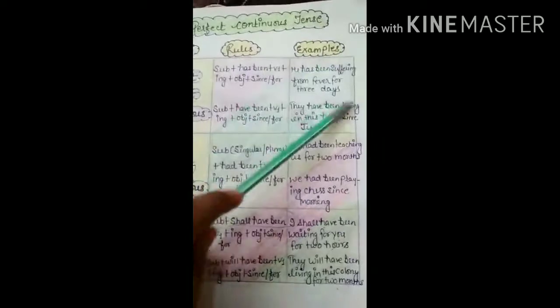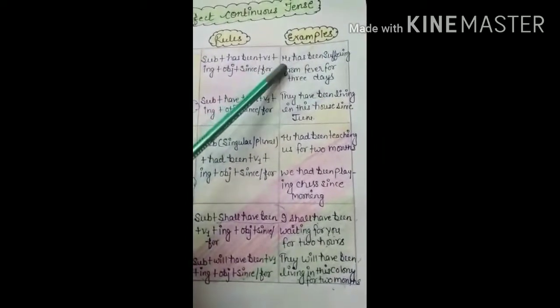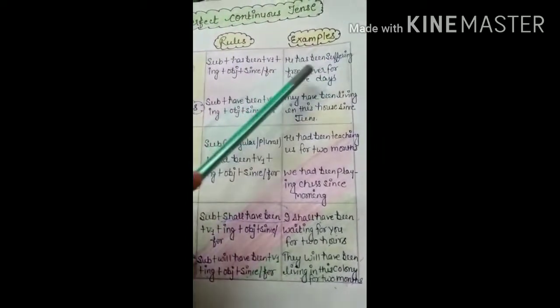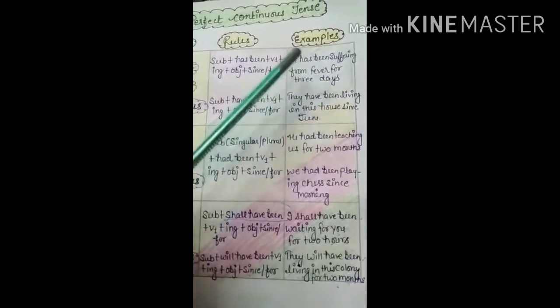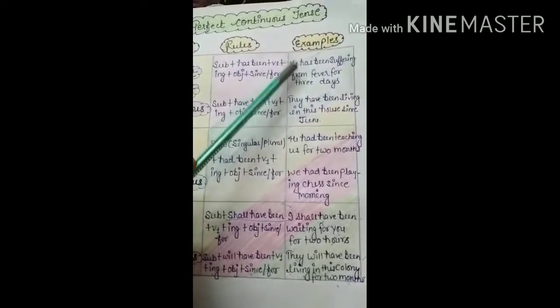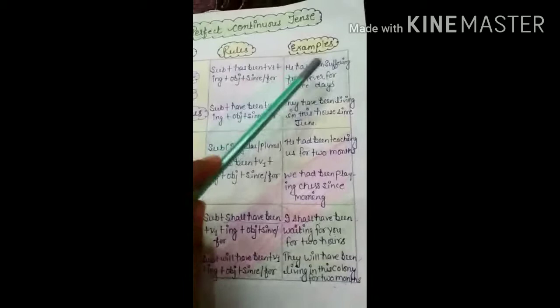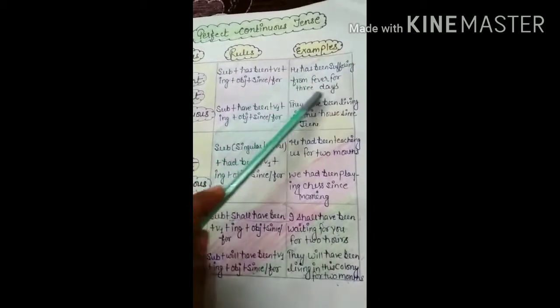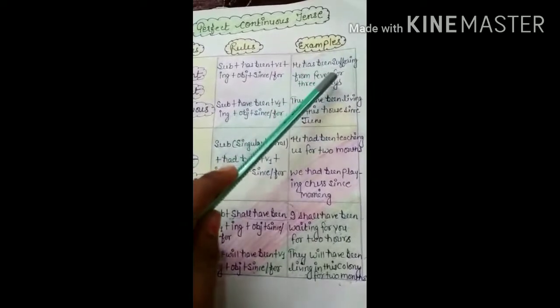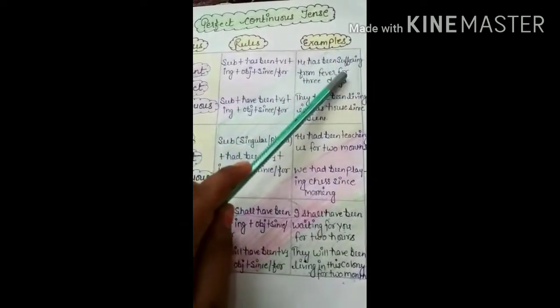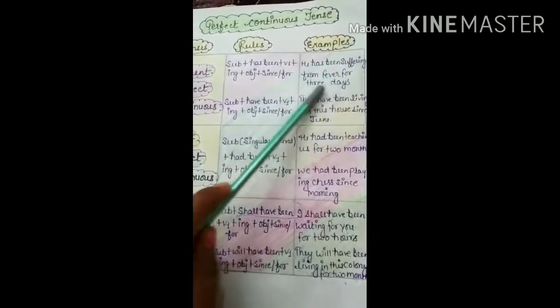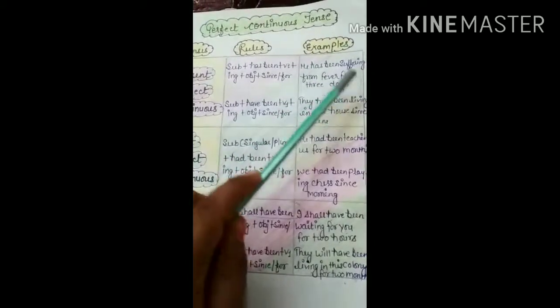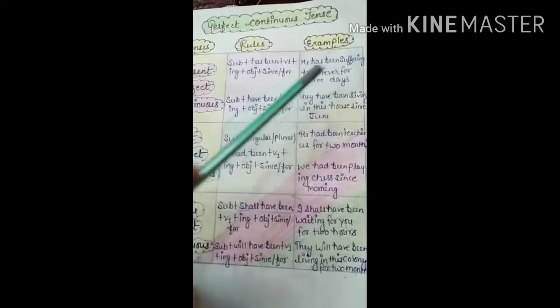Let's discuss with an example. He has been suffering from fever for 3 days. He, subject, singular subject, that's why has been. Suffering, V1 plus ing, from fever for 3 days. This is an object. Here we use for because we know the period of time, 3 days.